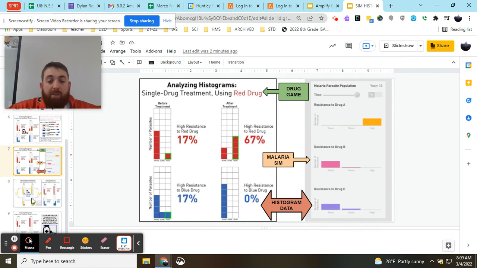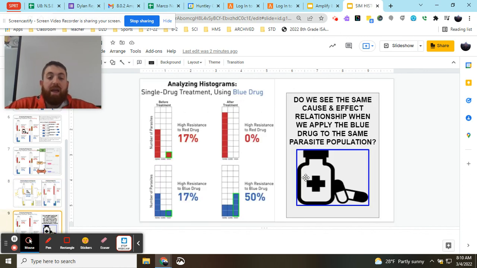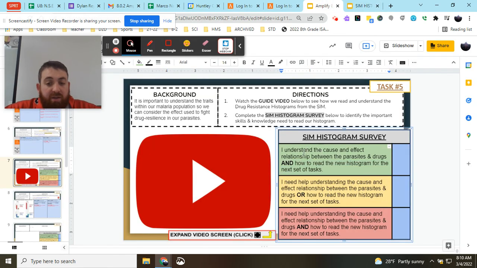So your job now is to see what happens when we apply a blue drug to that same starting population. You're going to be given this histogram, which is just a representation of our biomedical engineers collecting that data, and it's your job to analyze it. What you're going to be looking to analyze is, do we see the same cause and effect relationship when we apply the blue drug now to our population? So you're going to see this histogram where we have our red and blue starting population. We're going to apply our blue drug. Do we see those same ideas showing up with this population? So that's how our cause and effect relationship works.